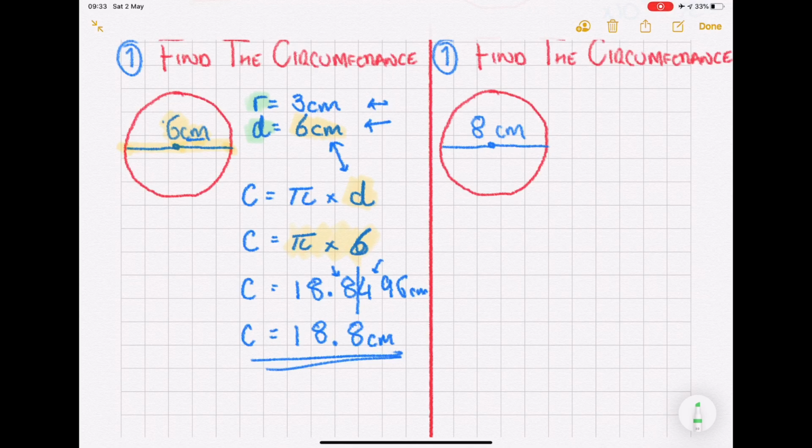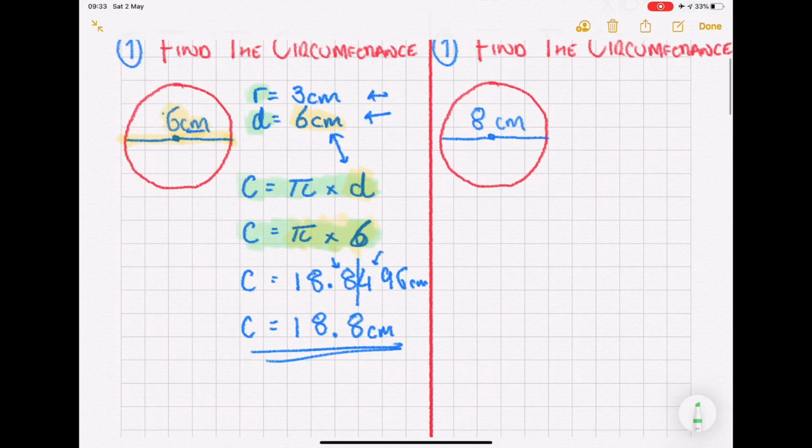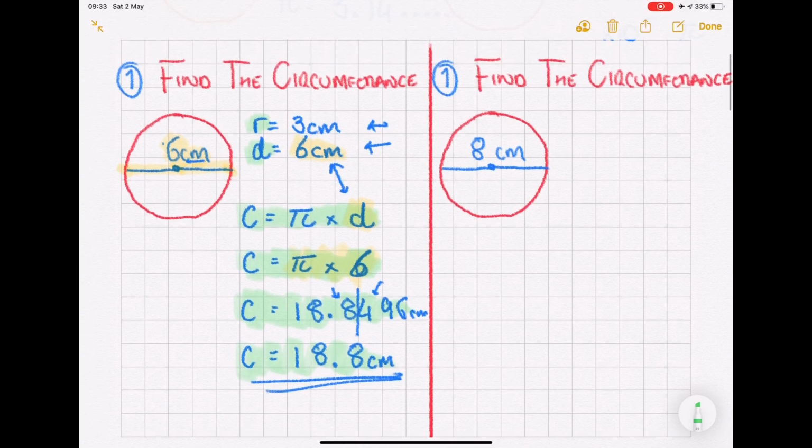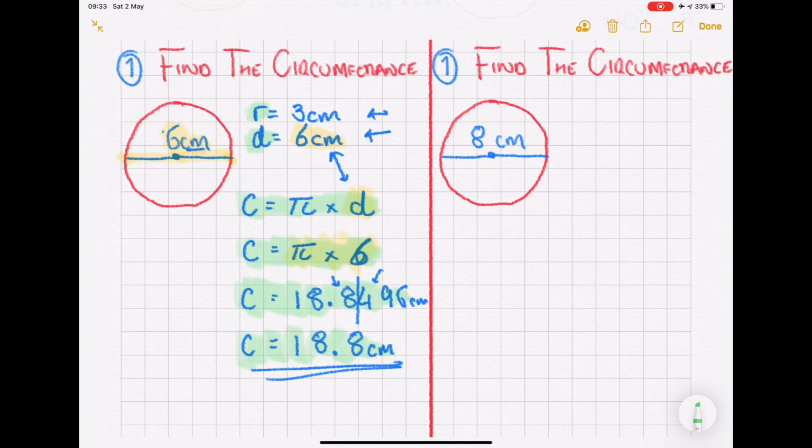The second step, we write down our equation, c equals pi d. And then we substitute in our d value into the equation. So we replace the d with whatever our d value is. And then the penultimate step is we find out what that value equals by typing it into our calculator. And our last step is rounding to 1 decimal place. So nice and simple. Okay?